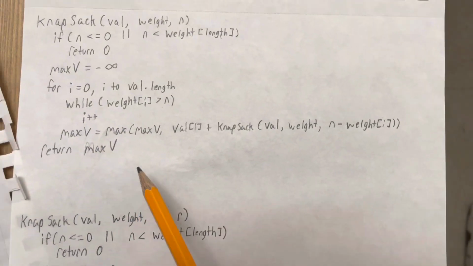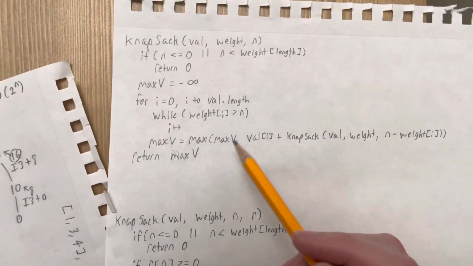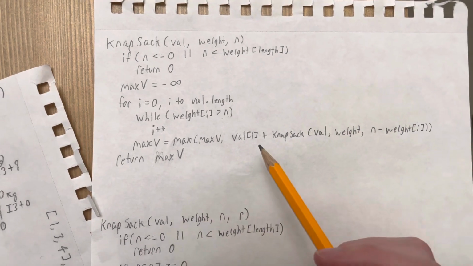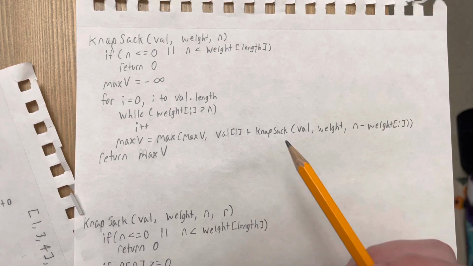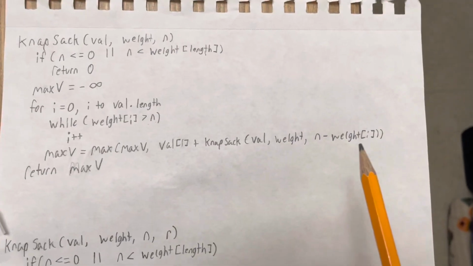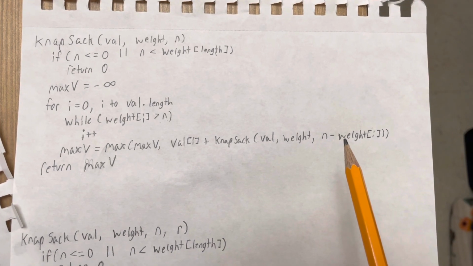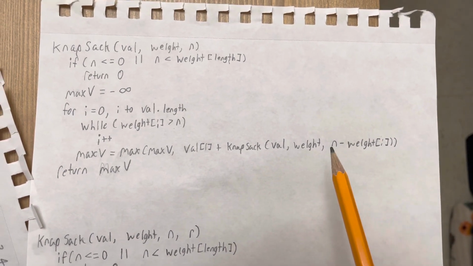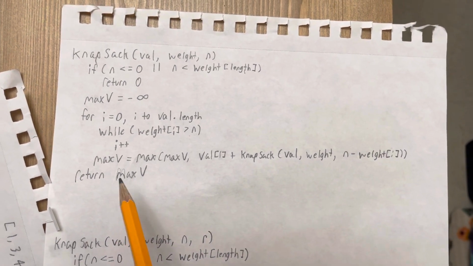And this is the recursive call. So we're just getting the max. We're getting the max for max v, and then we're adding value index I plus our recursive call, which is just going to subtract the weight of the selected item from our total weight, and then those two arrays will stay the same. And then at the very end, we'll return that.